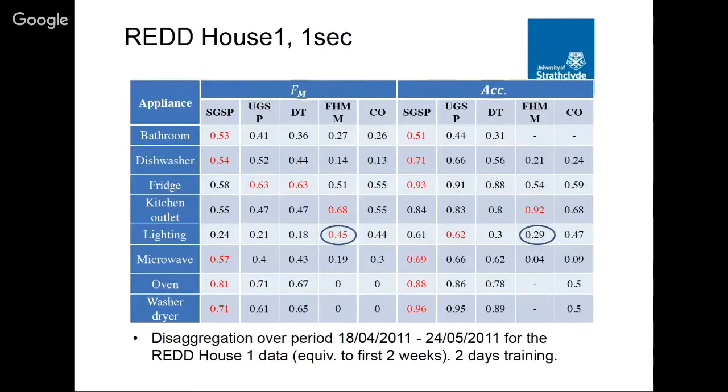Again, a measure of both of them gives you a good indication of how good an algorithm is and what kind of appliance it works with. So this kind of algorithm works well for maybe the dishwasher, but the unsupervised GSP works better than for the fridge, for example, and so on.